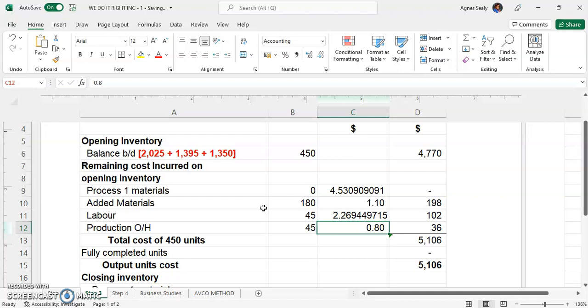Now we're going to pause here, and we are going to come back in our next video, and complete the evaluation of our inventory, and then we are going to be looking at our process 2 account.